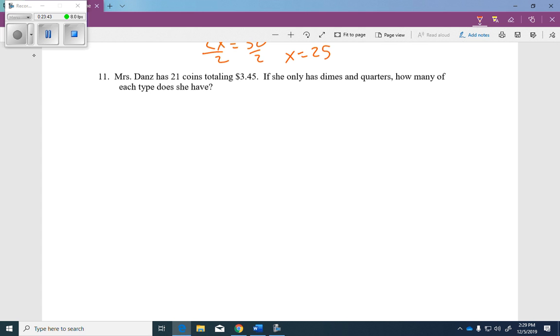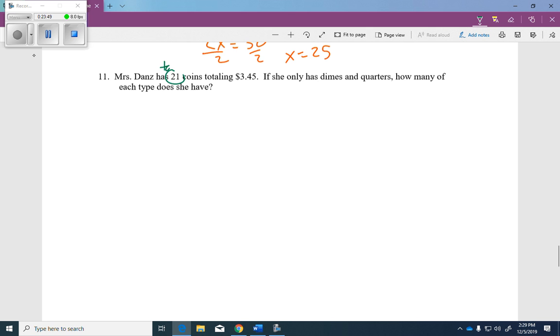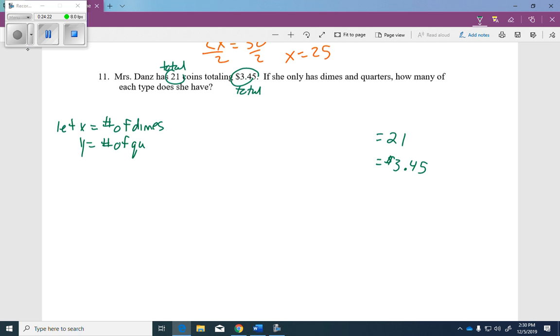Mrs. Dan says 21 coins. Oh, that's a total number of coins. Totaling $3.45, so that's another total. So this has two totals. So I'm going to have two equations, something with a 21 at the end, and something with $3.45 at the end. If she only has dimes and quarters, those are my two different items. So let x equal number of dimes and y equals number of quarters.